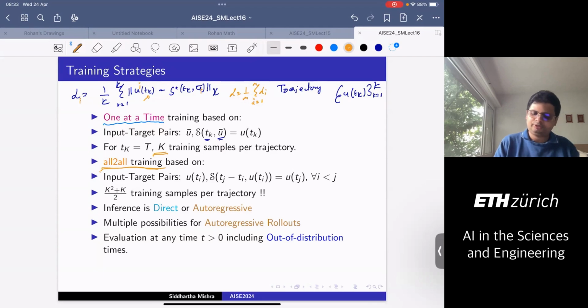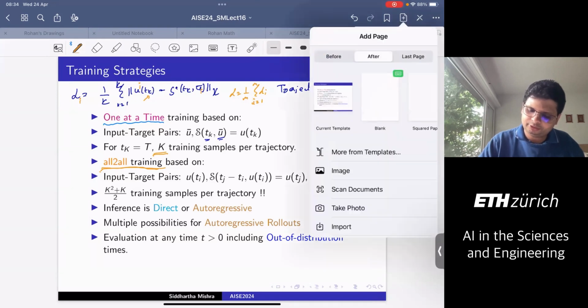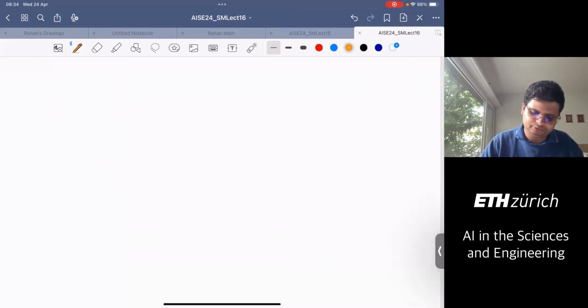So what is this all-to-all training? Remember that we have the trajectory, so we have this u of tk. The idea now, and please concentrate on this point because it's an important point, is that at the time of training, we are not only going to consider what happens when you take the solution from initial data to a given time, but we consider all the intermediate times. So perhaps it's not a bad idea to draw a picture and let me explain that.